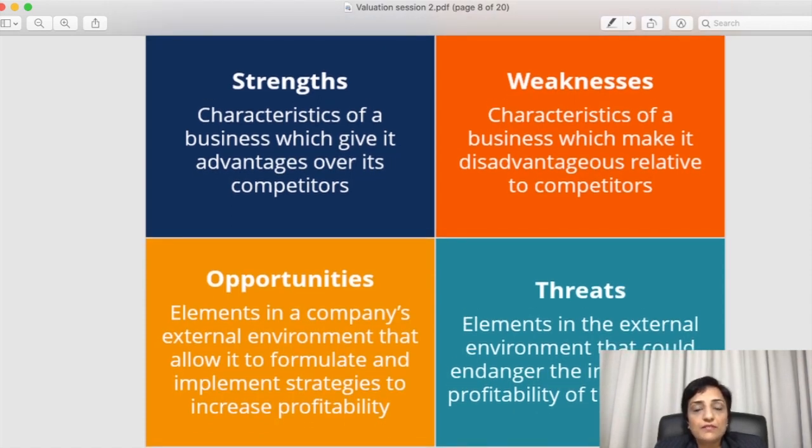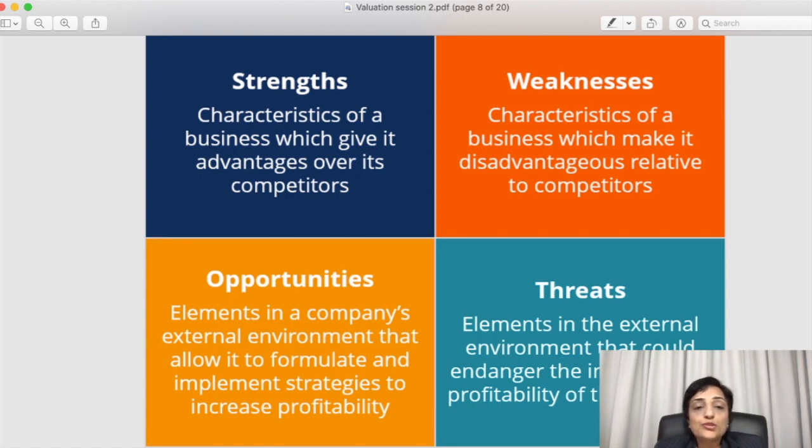So when we say internal analysis, for the strengths and weaknesses, we look inside the company. What advantages does the company have over its competitors? What advantages it has in terms of its workforce, in terms of the technology, in terms of resources, or location, etc. And then when we talk about the weaknesses, what are the disadvantages of the business, related to the competitors or related to that area.